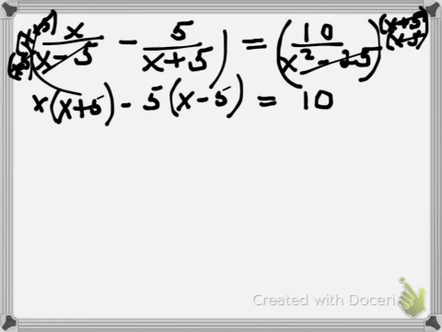So I divided out the x minus 5s for the first term, divided the x plus 5s out of the second term, and divided both of them with the denominator on the right-hand side. Now I have a much easier equation to simplify.